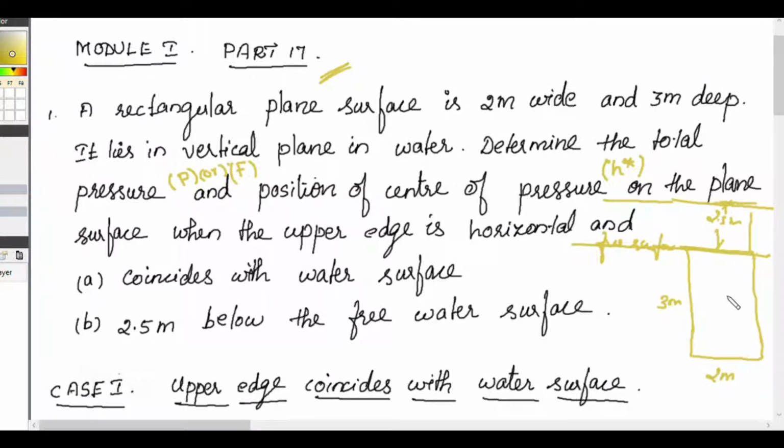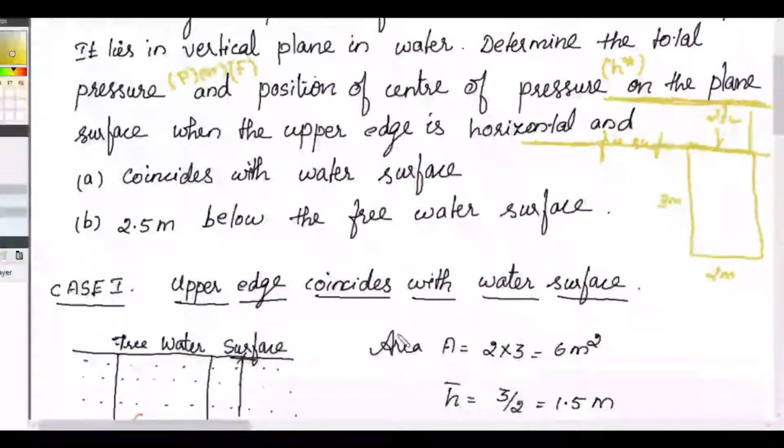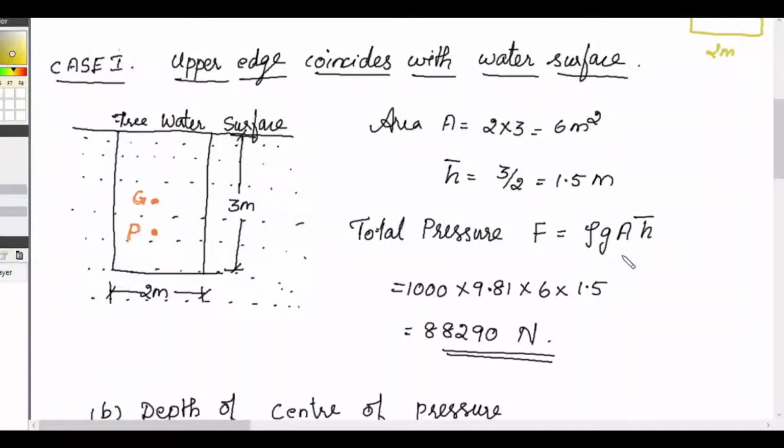So for these two conditions, this is the first condition and this is the second condition. In the first condition, the free water surface is here. In the second condition, the free water surface is 2.5 meter above the upper edge. So for these two conditions, what is the total pressure and the position of center of pressure? We know the formula for total pressure is F is equal to rho g A h bar.